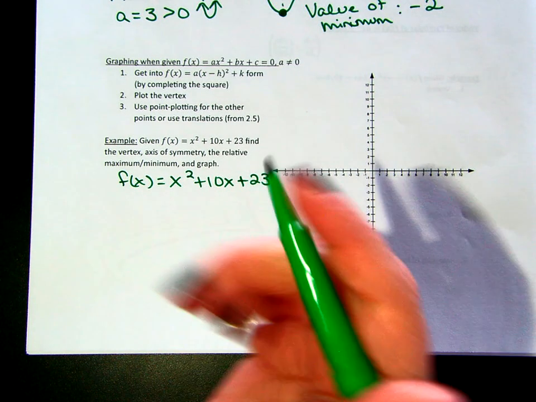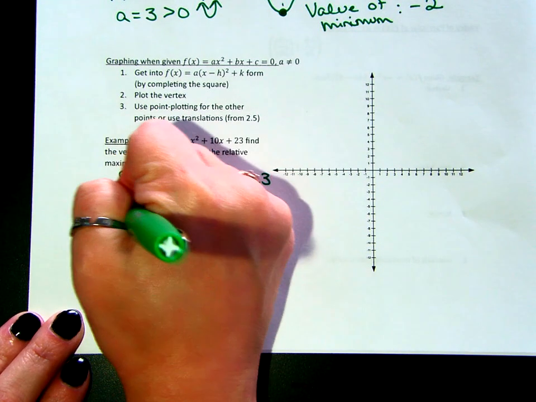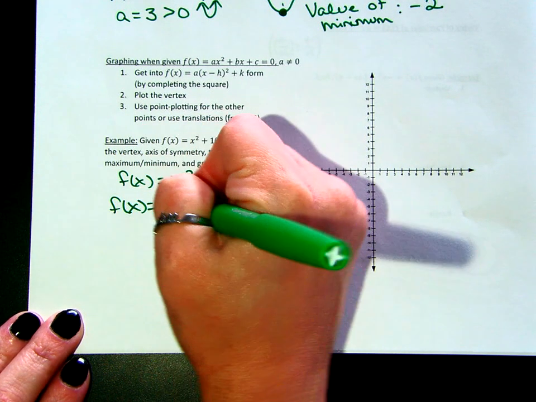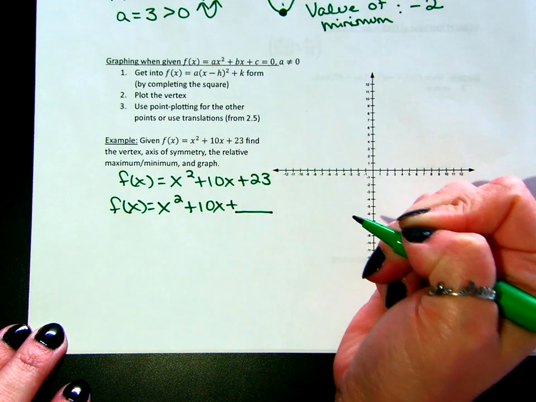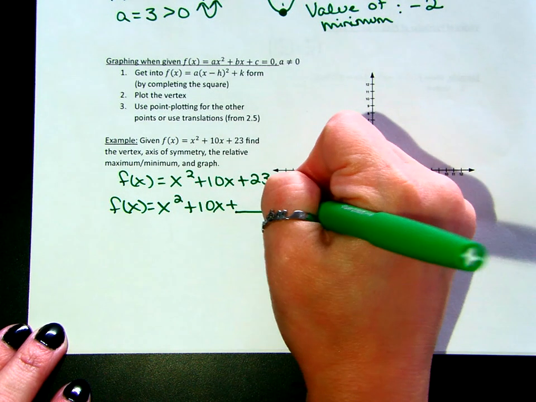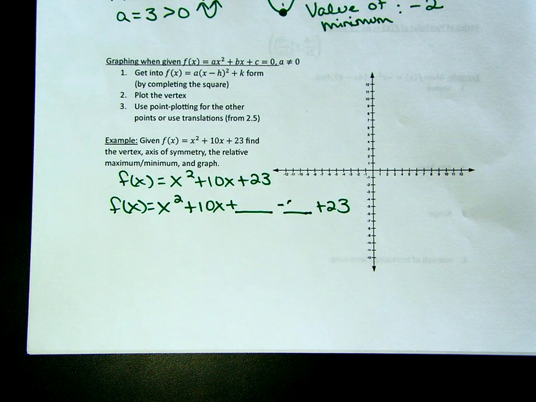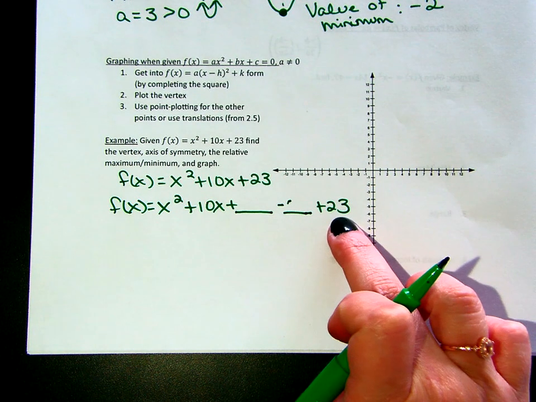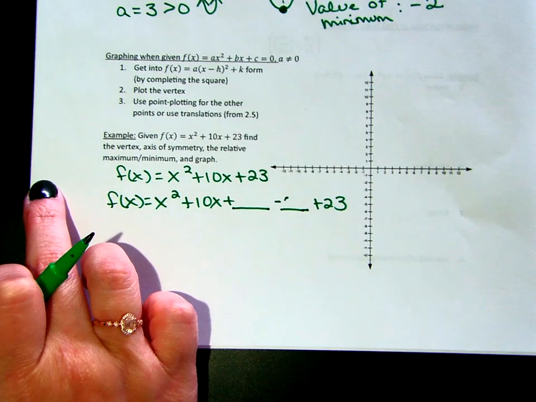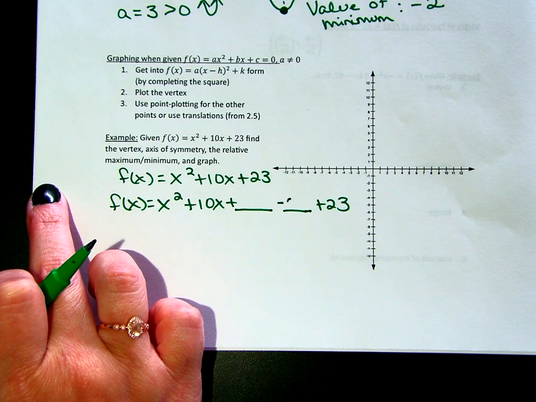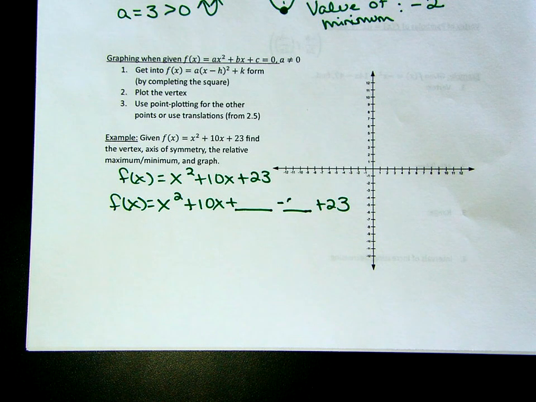And I'll show you what I mean. Okay? So I'm going to have f of x equals x squared plus 10x, and then I'm going to put plus a blank, minus a blank, plus 23. Because if I had this equal to 0, I would have this 23 over on the other side, and I would have this minus blank, but it would be over on the other side as a plus.